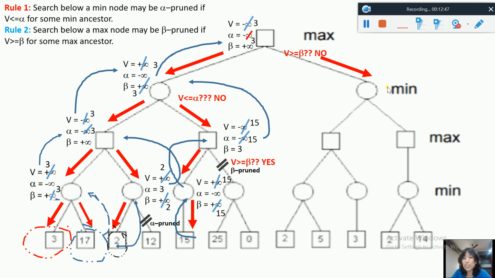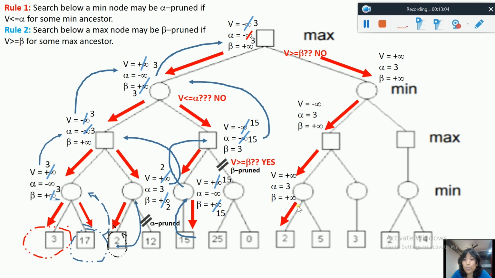Again, I need to initialize the value of the min, which is V is equal to plus infinity, alpha is equal to 3, beta is equal to plus infinity. Now again, we will move to the left hand side. Again, we initialize the value. Again, I need to go to the min player, we initialize its value.